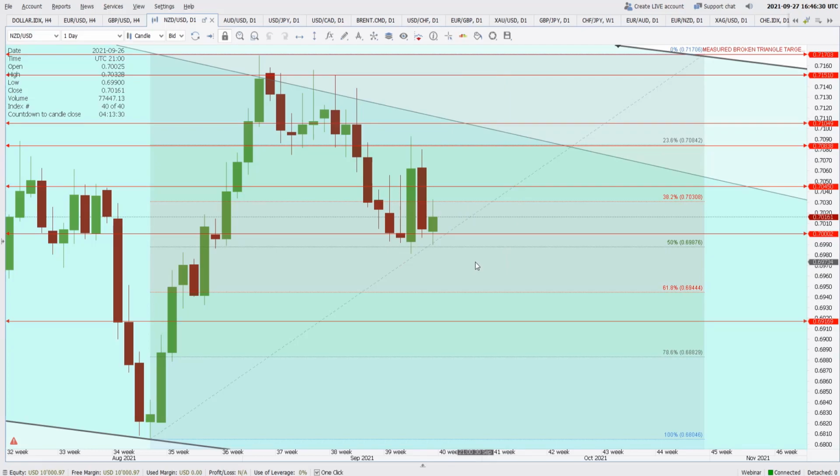So this is what I want to say, that a close below 0.6987, or the low of this candle, or above 0.7083, or the high of this candle, will provide us the way ahead. Right now, the New Zealand dollar is consolidating between the support and resistance zone.